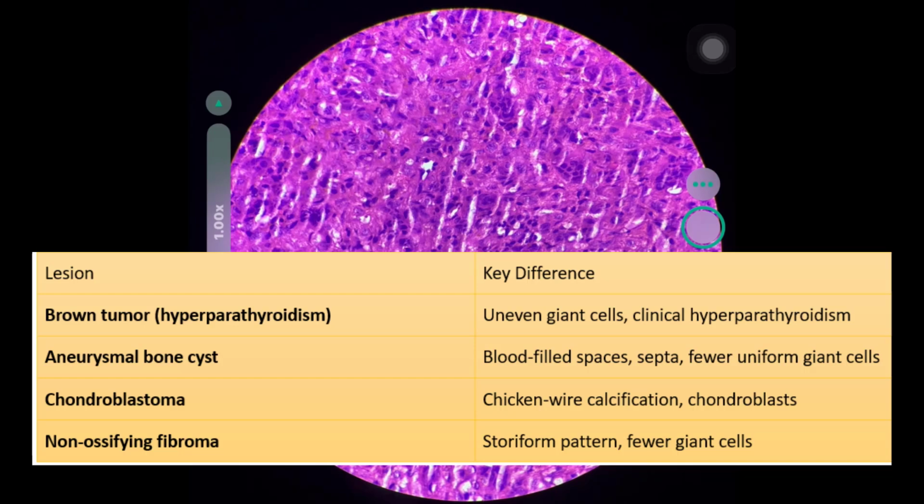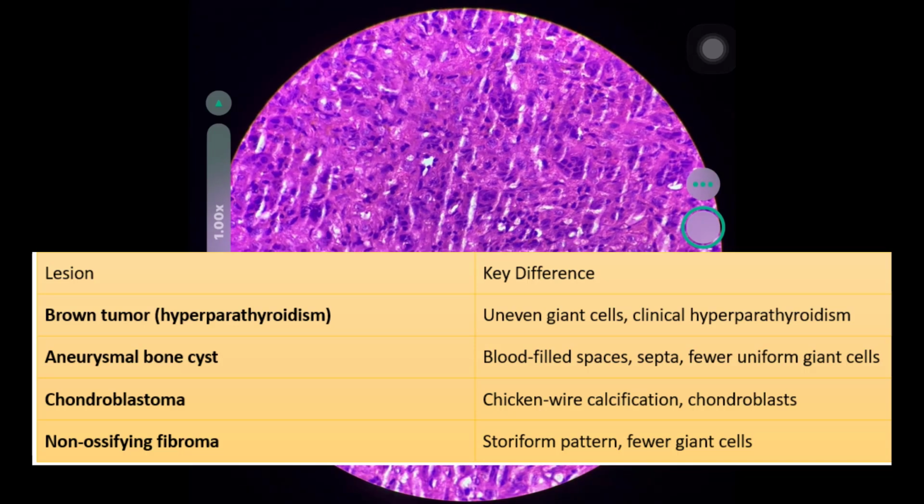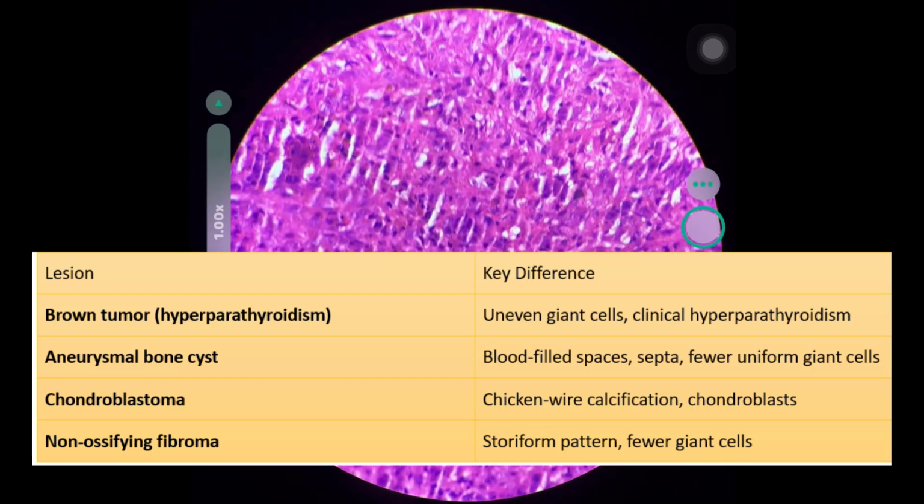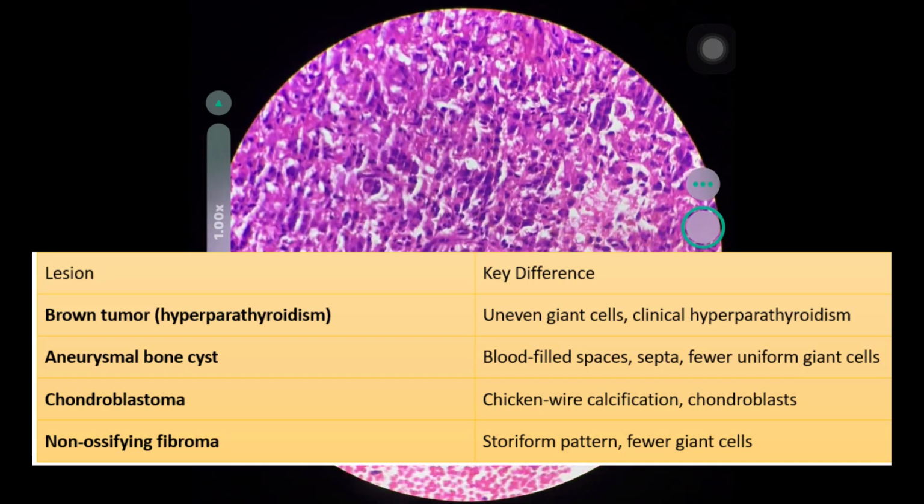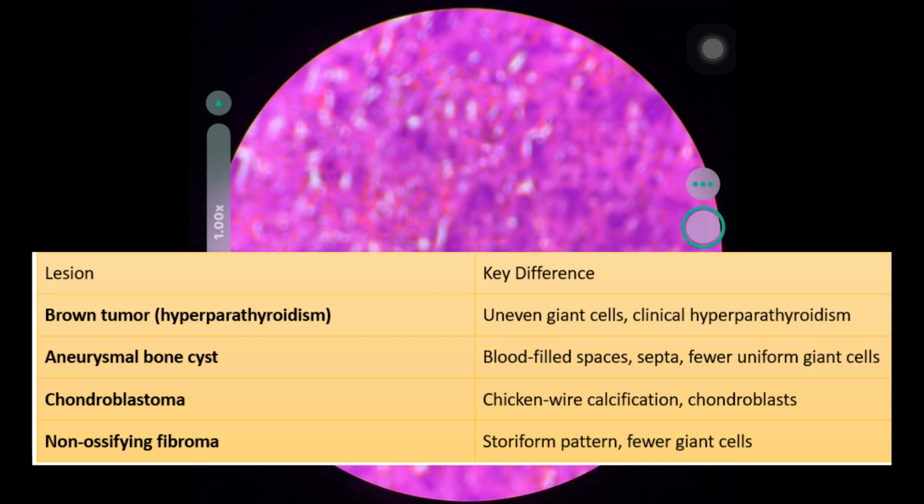So basically giant cell tumor is a two cell population tumor, uniform distribution of giant cells is present, nuclei of giant cells resemble stromal cells, and there is no atypical mitosis despite mitotic activity. So this is giant cell tumor of the bone.